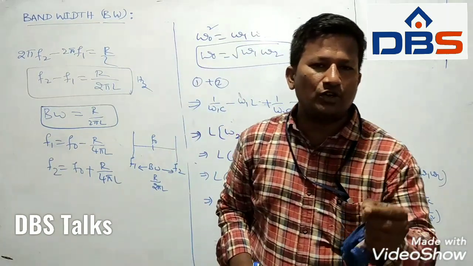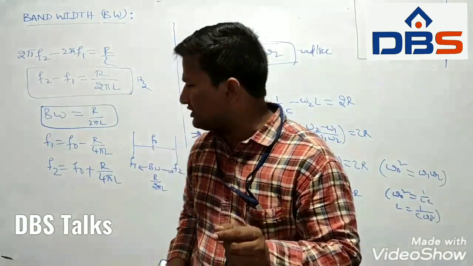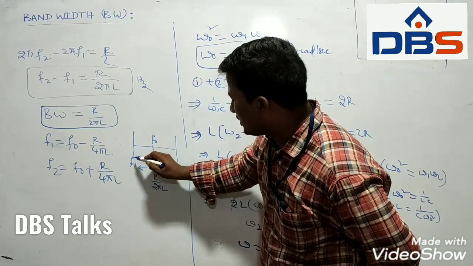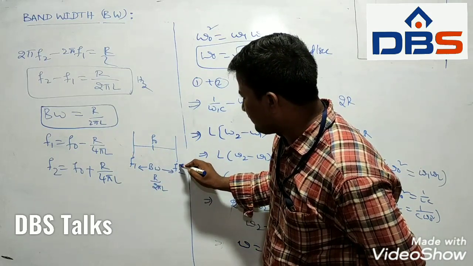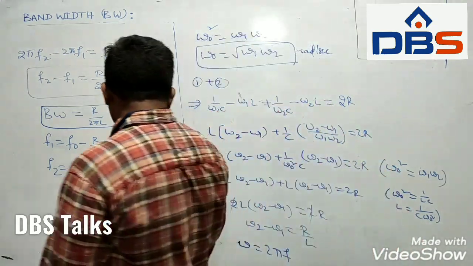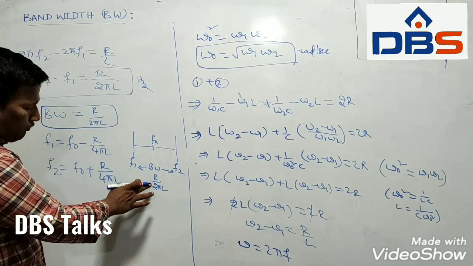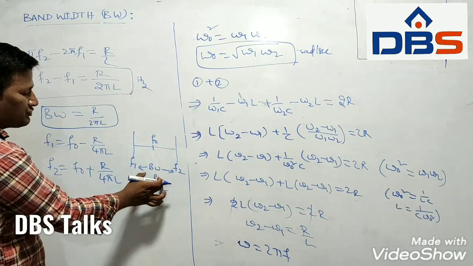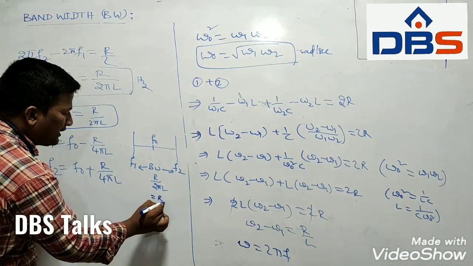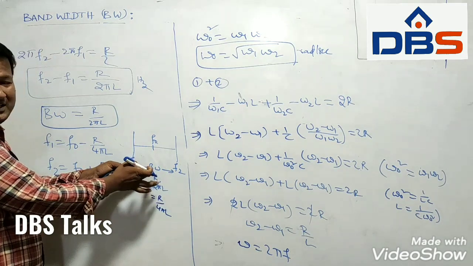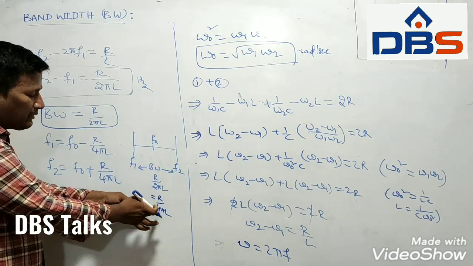Suppose we have to find the lower cutoff frequency and higher cutoff frequency separately. So suppose this is the lower cutoff frequency f1, this is the higher cutoff frequency f2, and this is the resonant frequency f0. Suppose the bandwidth is equal to r by 2 pi L. These two frequencies are half of this one, that is r by 4 pi L. These two must be half of the bandwidth. That's why r by 4 pi L.